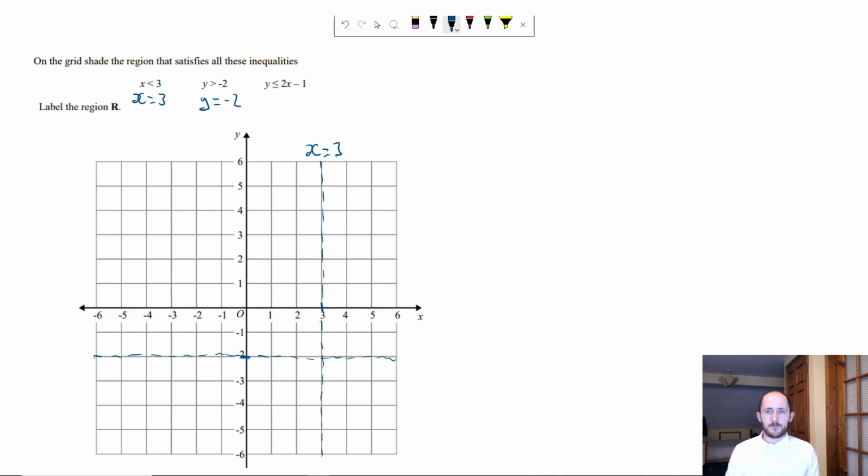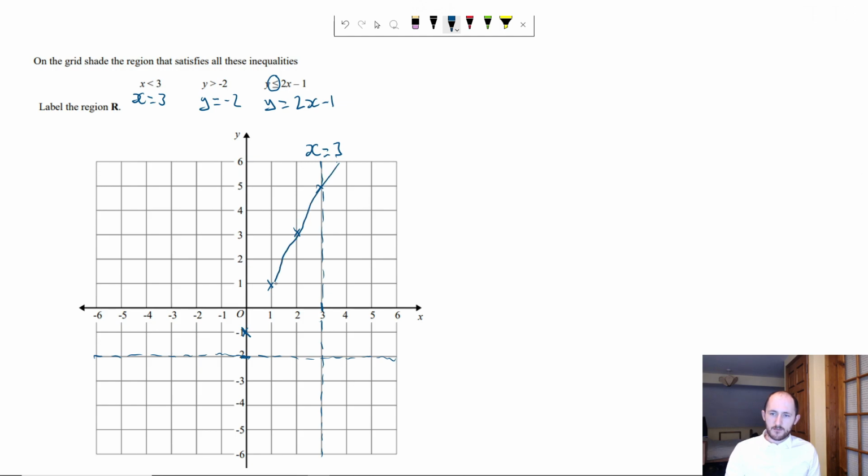That comes later. Now this one's where it gets a bit trickier. Depending on how good you are at plotting graphs, I'd recommend, A, just labeling the y-intercept, so that's minus 1 right here. Then the 2x means for every 1 you go to the right, it goes up by 2. And then once you have 2 coordinates, you can find the rest. And this is a solid line because it's less than or equal to. So let's do this.